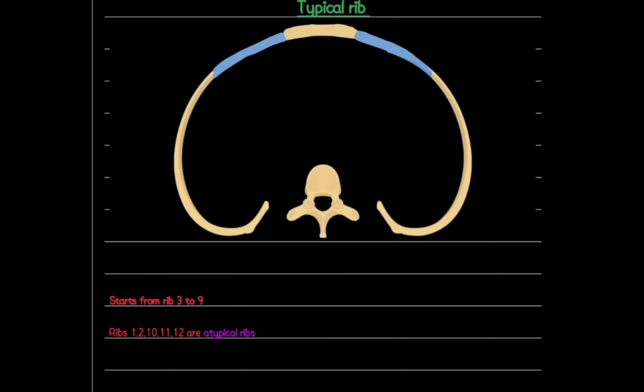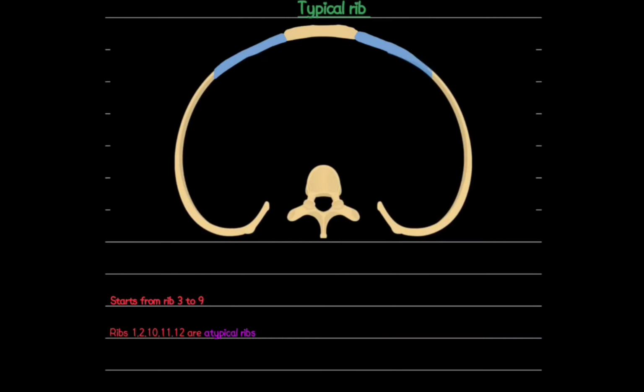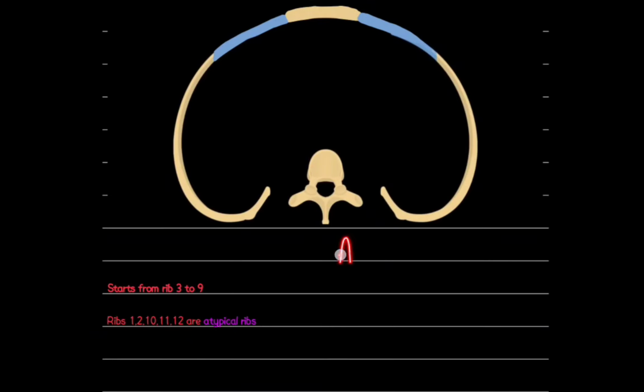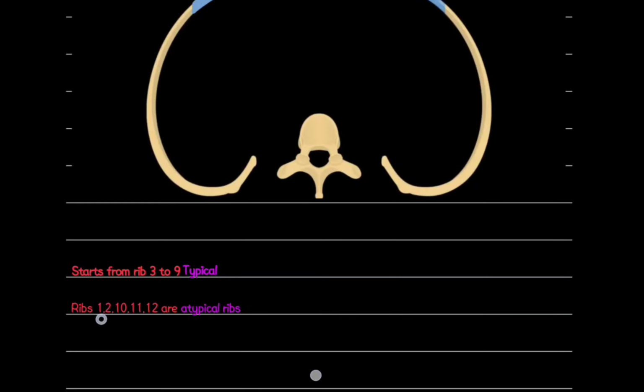Hello guys, so today we'll be learning about the typical rib. As we know, we have two types of ribs in our body. These are atypical rib and typical rib. So this is a typical rib and it starts from the third rib till the ninth rib. And the atypical rib is the first, second, 10th, 11th and 12th rib.